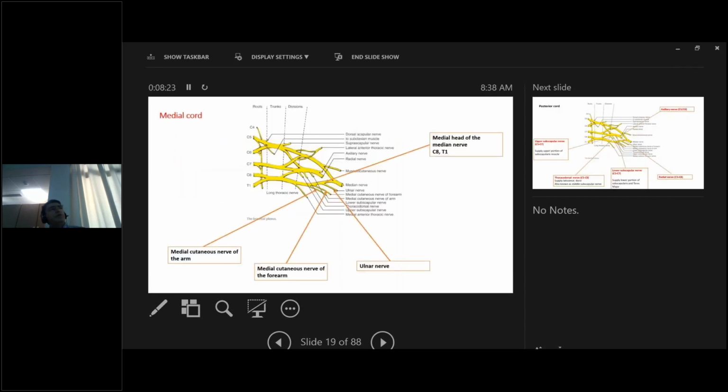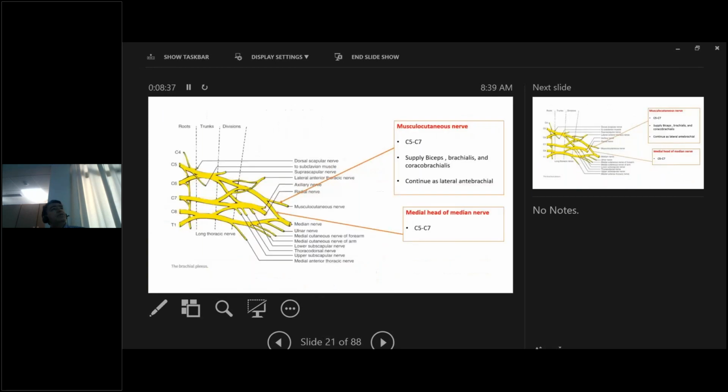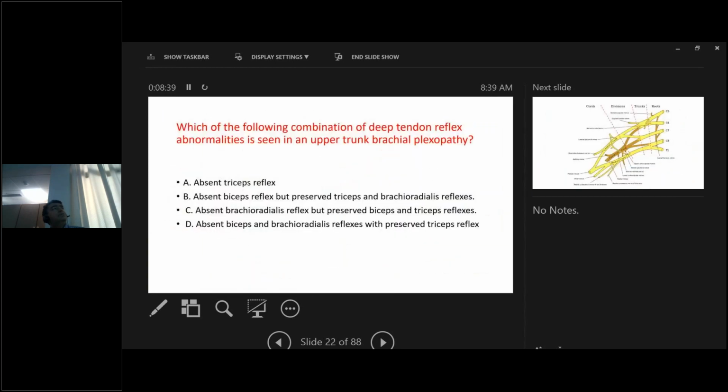Very important to remember that the medial cord and lower trunk will have the innervation of the medial aspect of the arm and forearm. That's sometimes very helpful in localization. Okay, we discussed these.